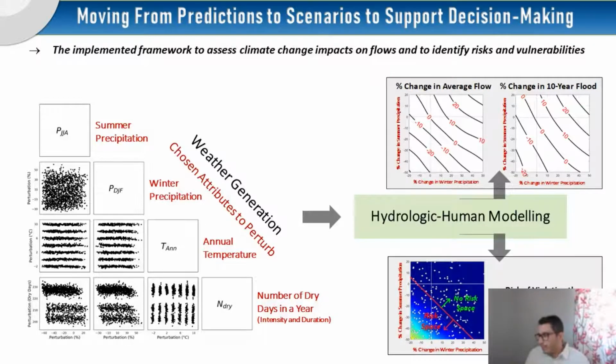From a water management perspective, we've also been looking at a lot of risk and vulnerability indices. For example, risk of violating the master agreement on apportionment. Basically, this is a decision space where we are in the risk space if the change in precipitation and temperature in summer and winter might be in a particular way, we're facing some risk. And then now we know where there would be no risk. So these are helpful in supporting decision making.